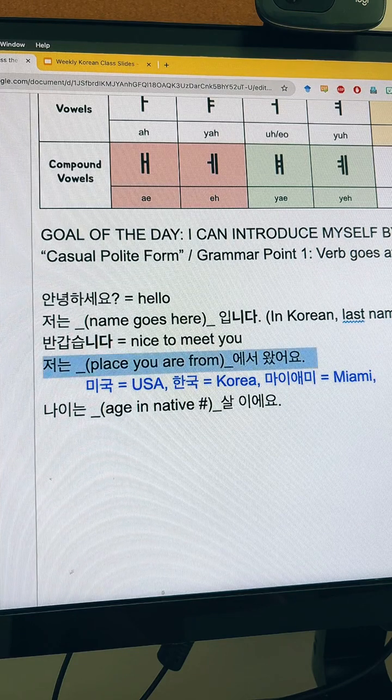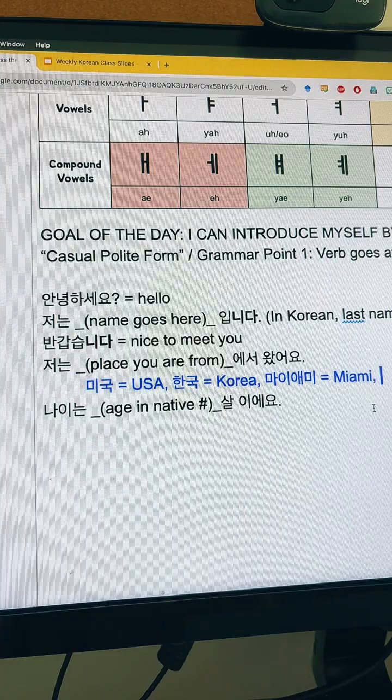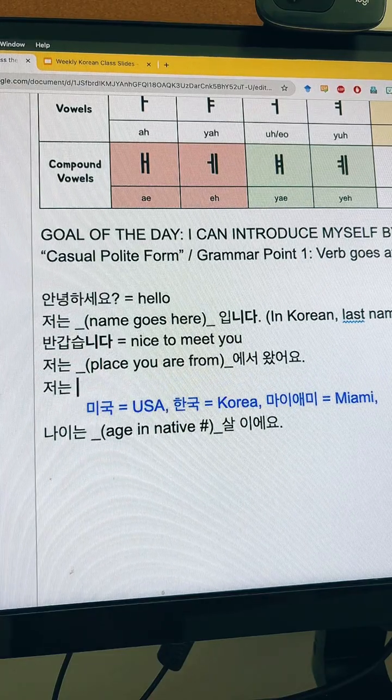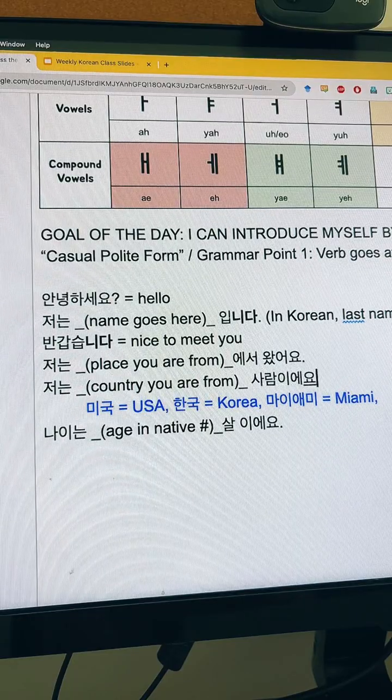Okay, well, I actually want to go back to this phrase. 저는 blank에서 왔어요. So instead of saying I'm from this place, you can also say which country you're from, as in I'm American, I'm Mexican, I'm Korean, right? So that phrase, you can say 저는 country you are from 사람이에요. 사람 means person.